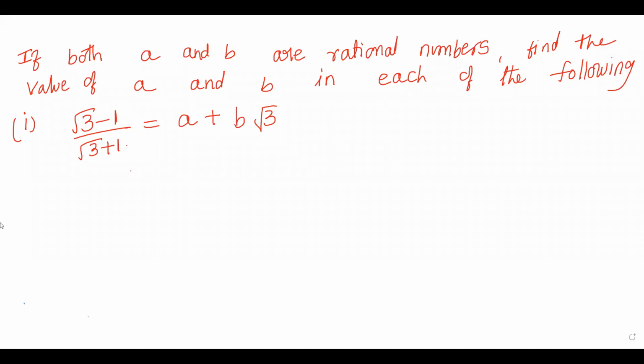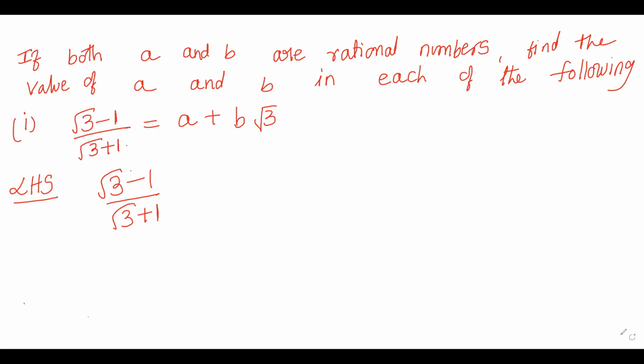In the next question, he is asking us to find the value of a and b. So a and b we have to find. First of all, start from the left hand side. What do you have in the left hand side? Root 3 minus 1 by root 3 plus 1.